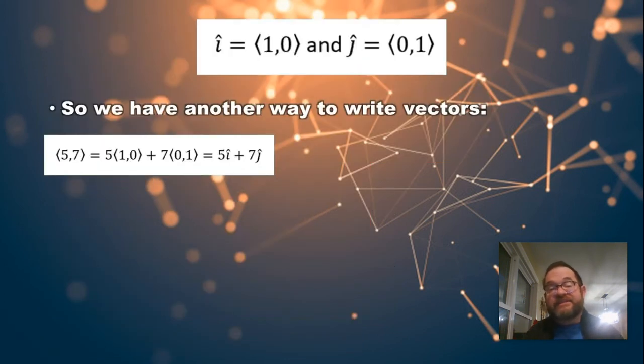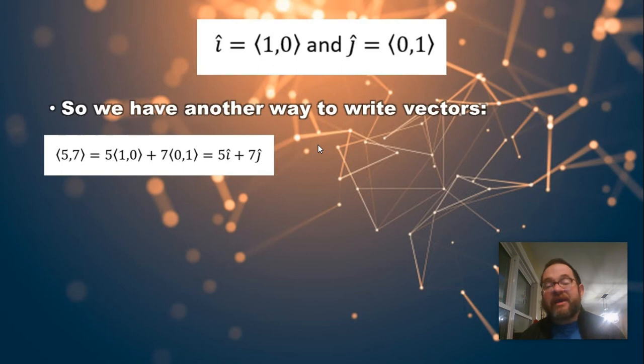But notice that this idea of the standard basis vectors, i hat and j hat, gives us yet another way to write vectors. If we had the vector 5, 7, well, that's the same thing as the scalar 5 times the vector 1, 0 plus 7 times the vector 0, 1. But 1, 0 is i hat and 0, 1 is j hat. So another way to write 5, 7 is 5i plus 7j.